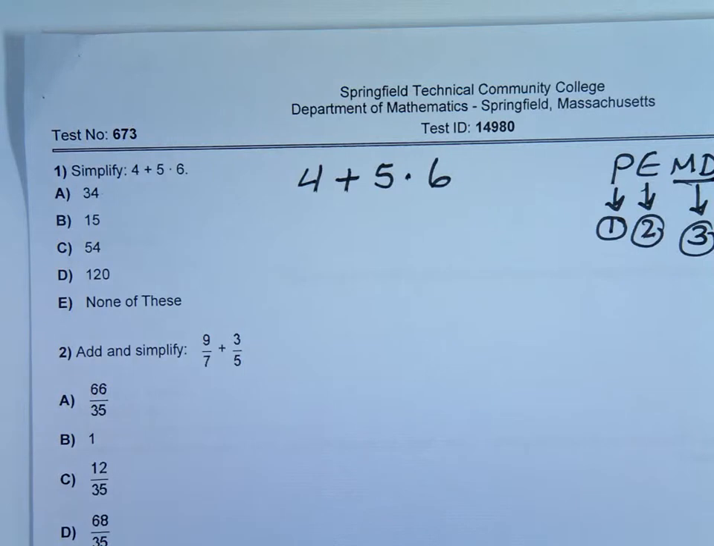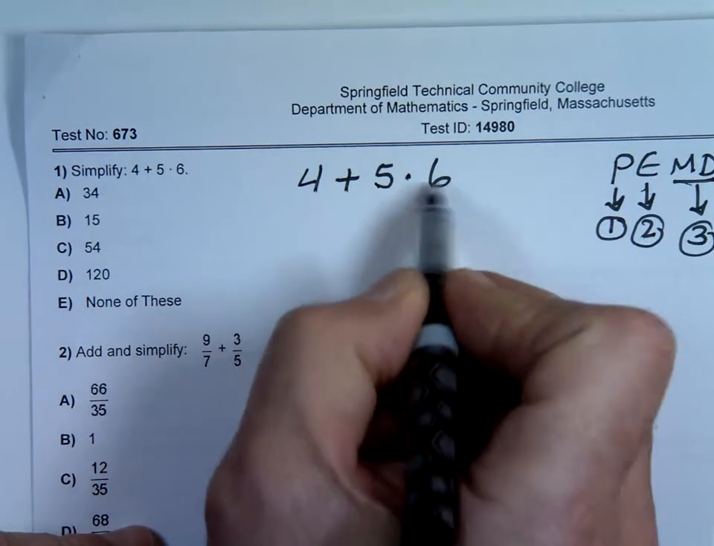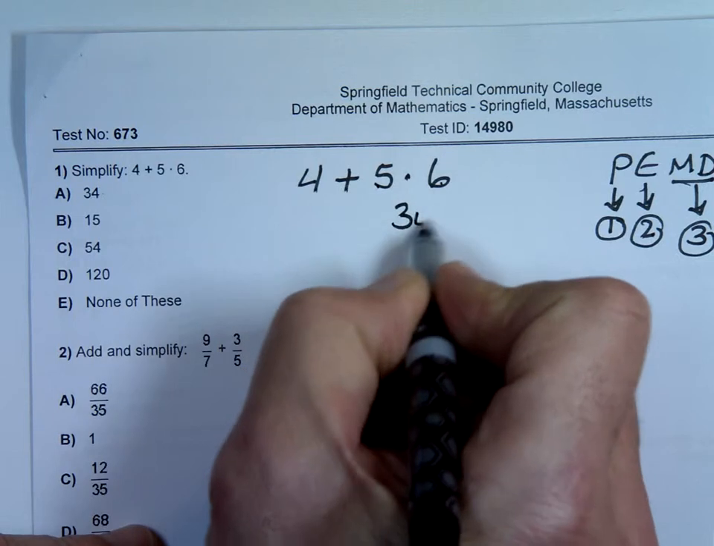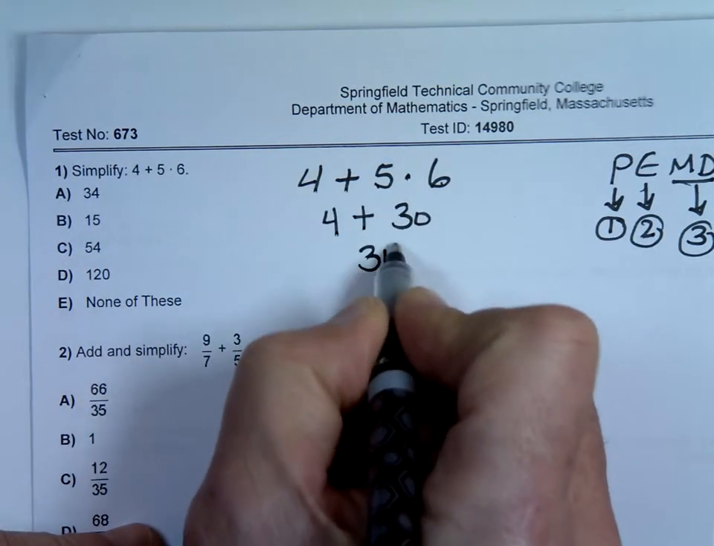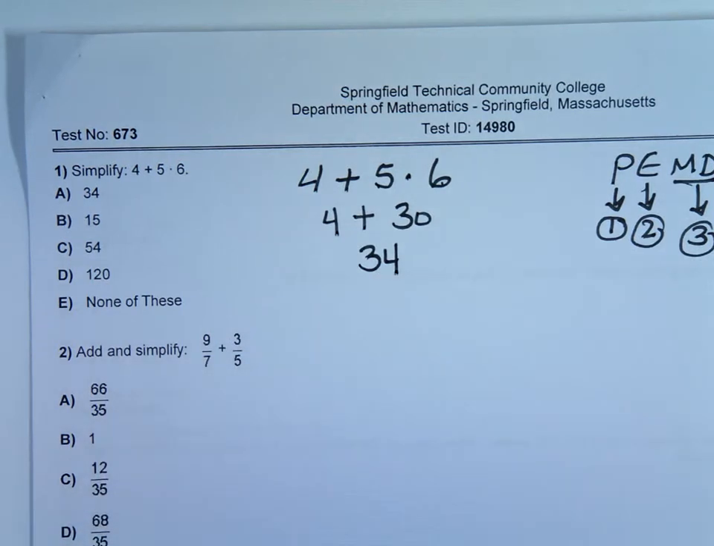Do you see any parentheses there? No, but can we put them in? Or no? It won't help you anyway. Do you see any exponents? No? Do you see any multiplications or divisions? Yes, you got to do that first. What's 5 times 6? 30 plus the 4? 34. Do we have a 34 for an answer? A.